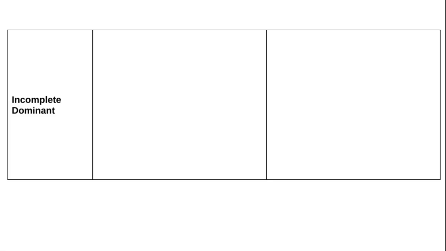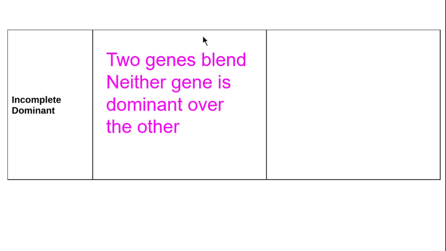So in our little chart here, we're going to write a few things about incomplete dominance before we go to a practice problem. In incomplete dominance, what we end up getting is that neither gene is actually dominant over the other. Sometimes we'll say they're kind of both dominant, but the reality is neither one is dominant over the other, and they end up blending. So two genes blend, neither one is dominant over the other.